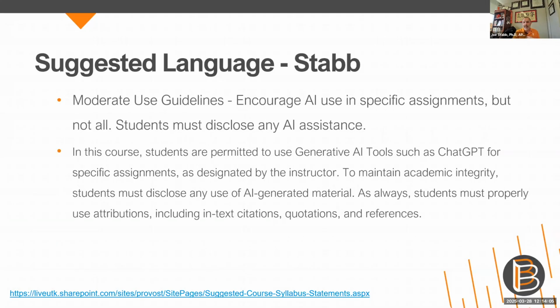In all of my syllabi, I actually use the moderate use guidelines. I encourage the use of AI for specific assignments, and there's only certain assignments in the class that we will use AI with, and those are the only assignments that students are allowed to use AI tools to actually work through the assignment. And you'll see why as I explain some of my teaching examples. I just use the standard language that the Provost's office has provided to us as the guideline language in the syllabus.